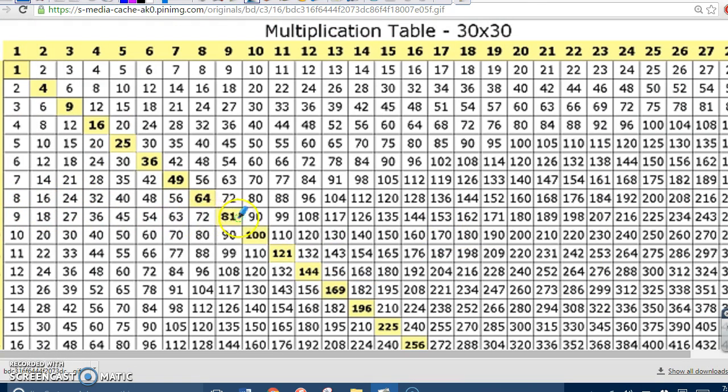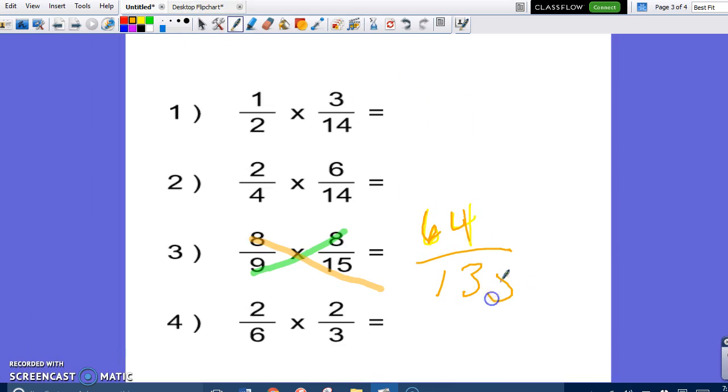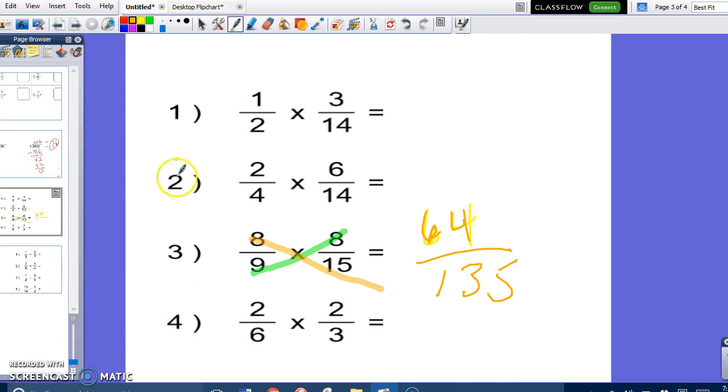9 all the way over to 15. Here it is. 9 times 15. 135. Now, isn't that a high number? 135. Okay, so that is it for this one, because remember, I already tried reducing. Okay, so I'm going to leave it at that. 64 over 135. Let me go to number 4.